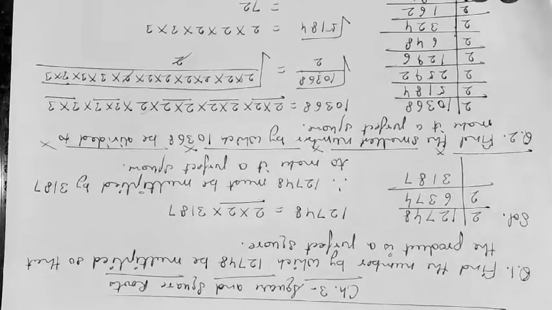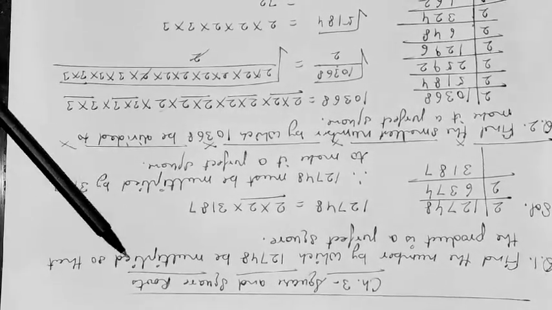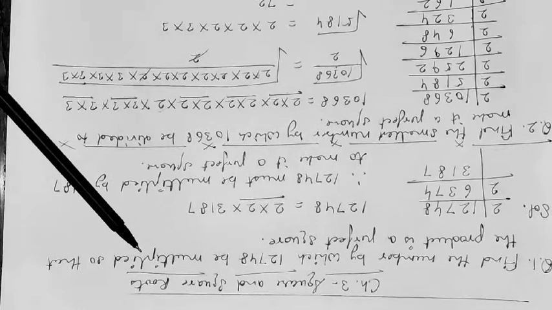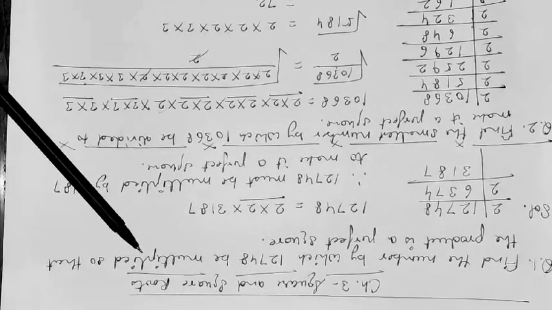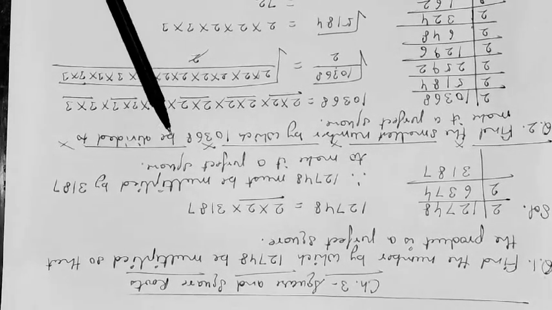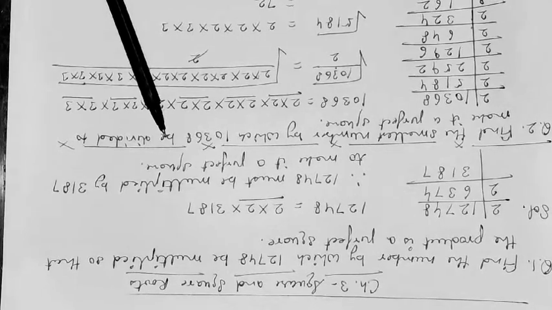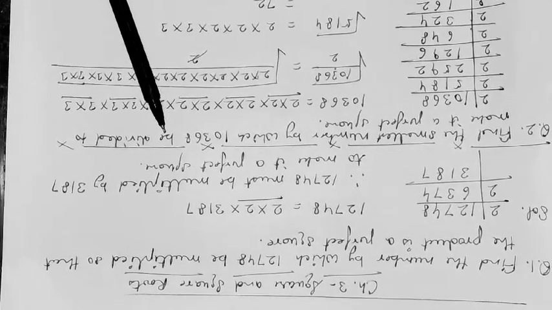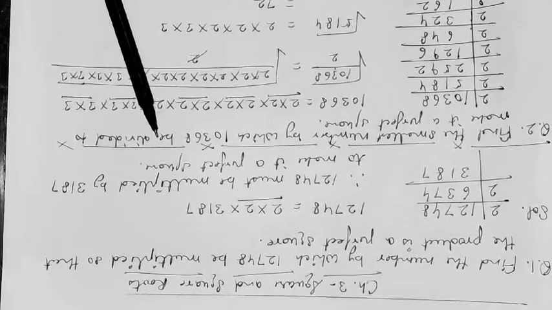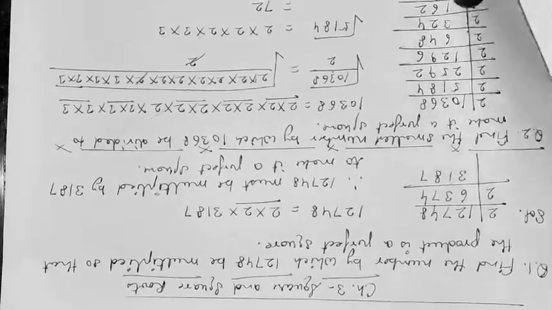Class, always remember that if we are asked whether we have to multiply by a particular number to make it a perfect square, or we have to divide the number by a particular number to make it a perfect square, in both types of questions we will do the question by this method only.